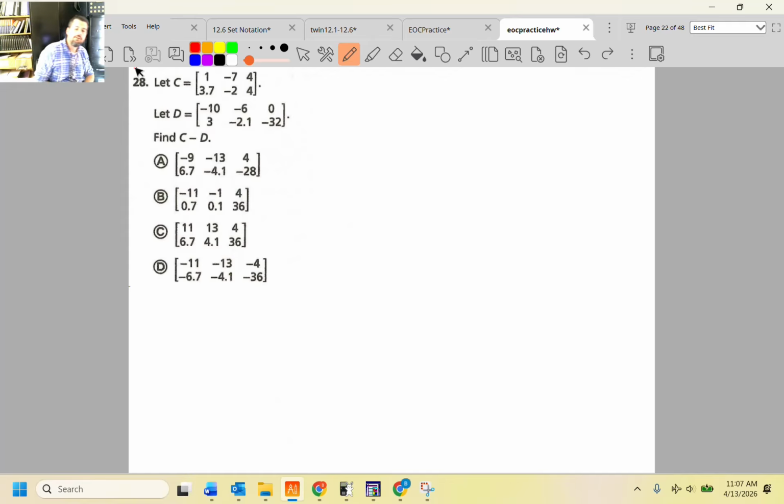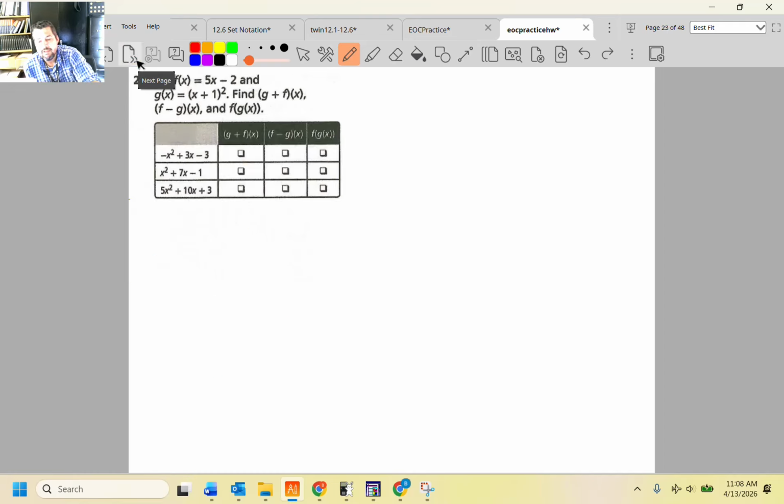28. You are expected to do these without a calculator. You really are. It's C minus D. So what's 1 minus 10? Well, that's -11, which basically throws away A and C. Now, I notice they differ in this element too, so I'm going to figure out what -7 minus 6 is, and by golly gee, wow, that's -13. That leaves choice D. Easy peasy, lemon squeezy.